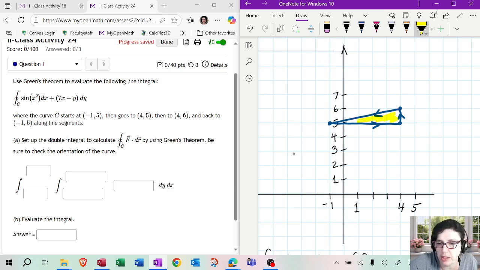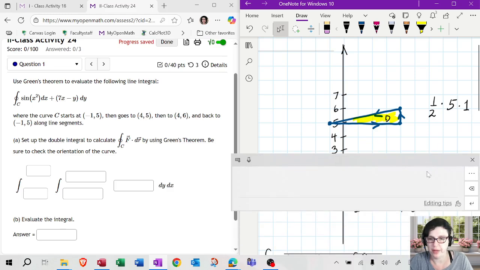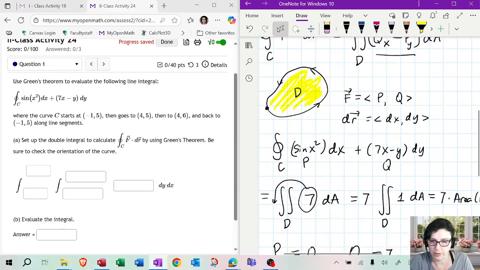So all I really need to do is find the area of this region. But this region is a triangle, so this is 1/2 base times height. Base is 5, right? Because it's negative 1 to 4. And height is just 1. So that's going to be 5/2. That's it. That's the area of this triangle.